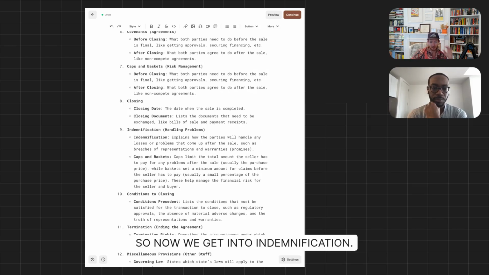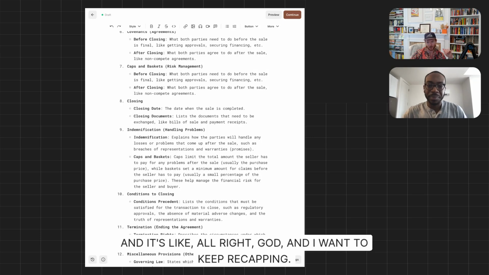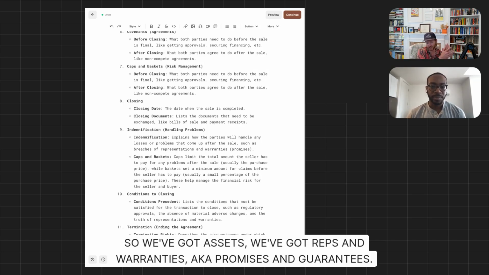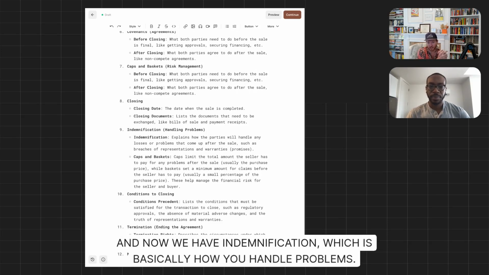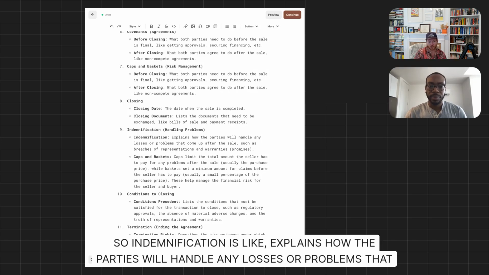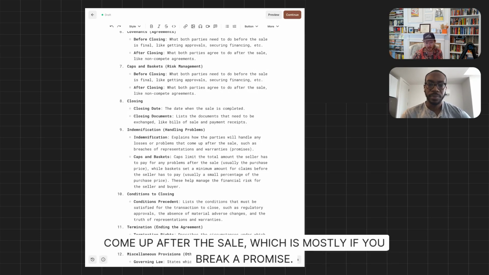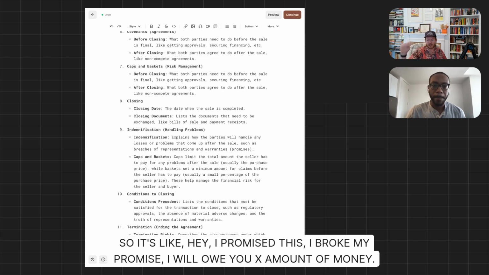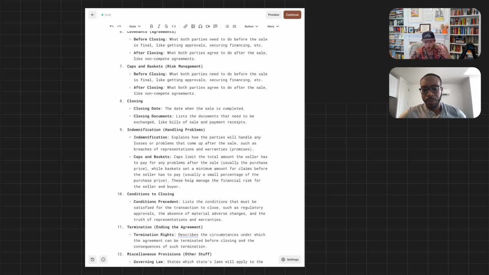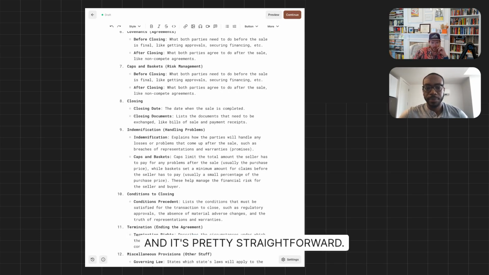So now we get into indemnification. And I want to keep recapping. So we've got assets, we've got reps and warranties, aka promises and guarantees. We have covenants, which are agreements. And now we have indemnification, which is basically how you handle problems. So indemnification explains how the parties will handle any losses or problems that come up after the sale, which is mostly if you break a promise. So it's like, hey, I promised this, I broke my promise, I will owe you X amount of money. Cool? Makes sense. And it's pretty straightforward.